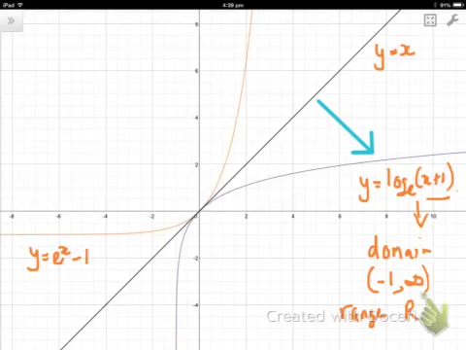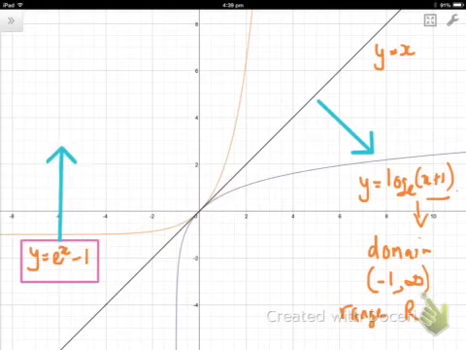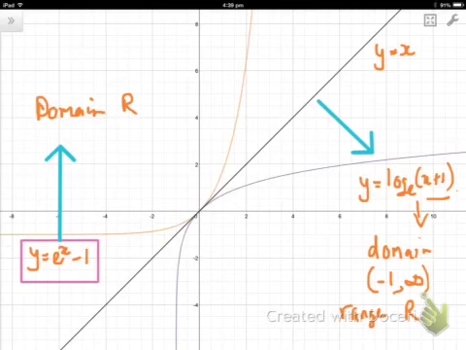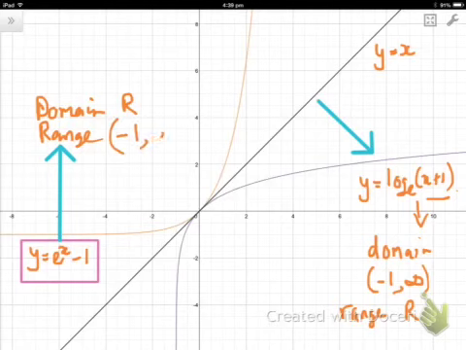Looking at my other graph, that graph there, e to the power of x minus 1, is e to the power of x, and it's been shifted down one place. Okay, so the normal asymptote of e to the x is the x-axis, but it's been shifted down one. So if we look at its domain and range, there's no restrictions on the domain, it's all real numbers. Its range is from negative 1, not including negative 1, to infinity.